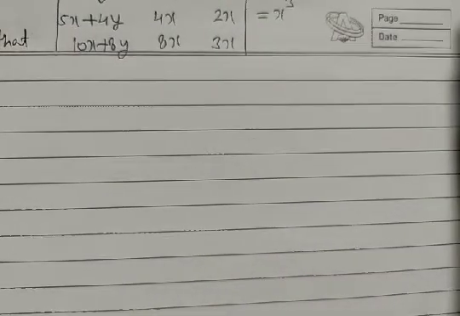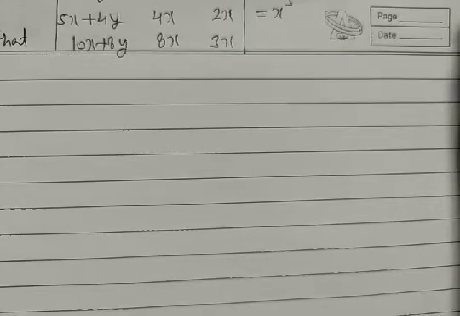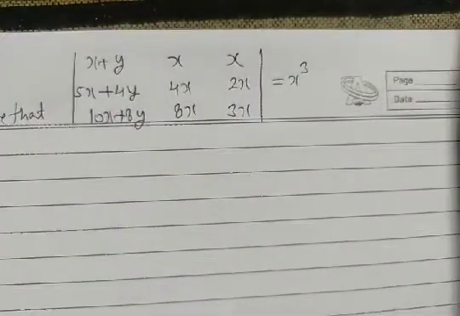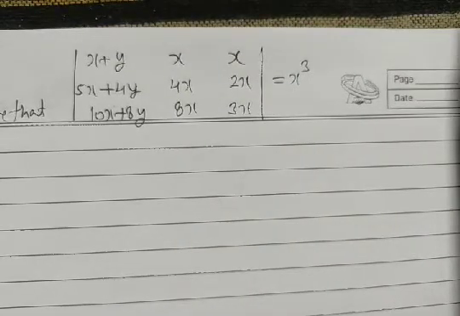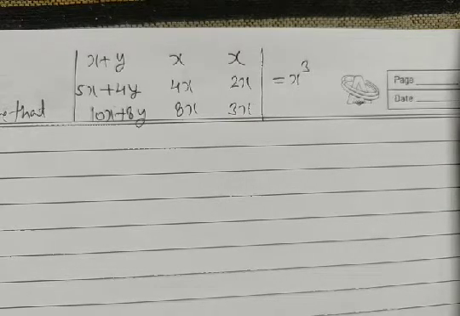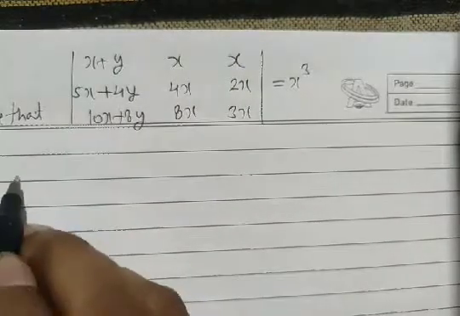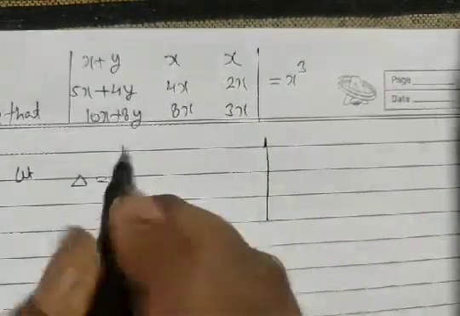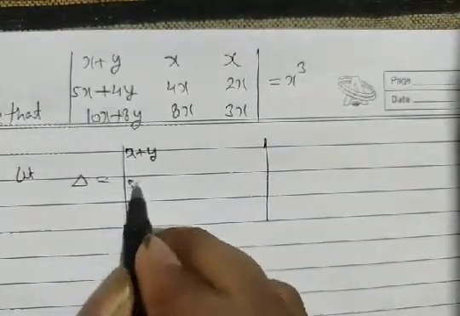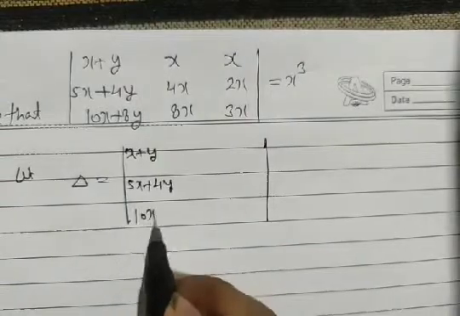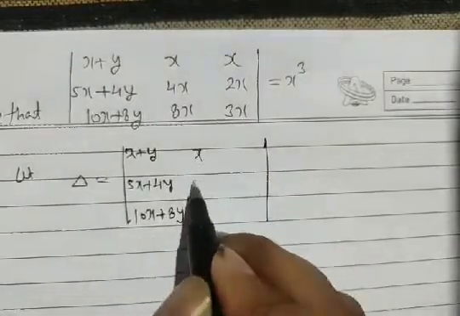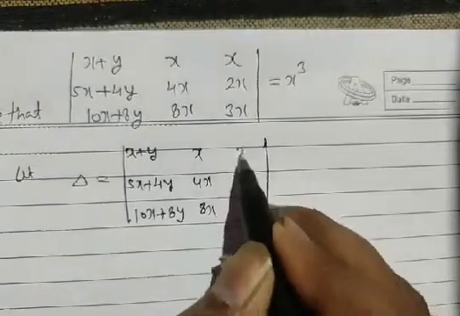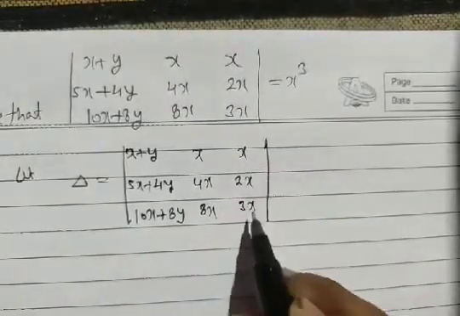What is our next problem? Our next problem is to prove that the determinant with rows x plus y, 5x plus 4y, 10x plus 8y; x, 4x, 8x; x, 2x, 3x is equal to x cube. To prove that, the first step: let this be equal to delta, with rows x plus y, 5x plus 4y, 10x plus 8y; x, 4x, 8x; x, 2x, 3x.